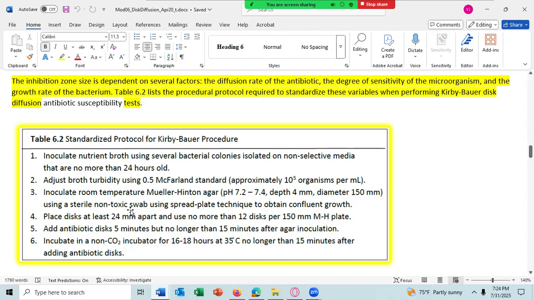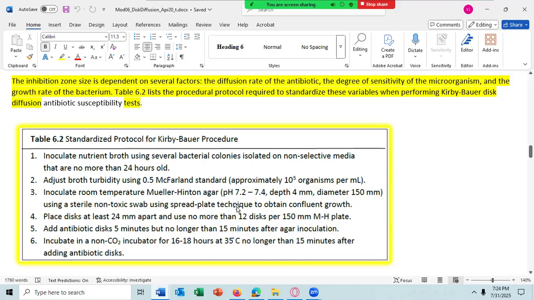You put the bacteria on the plate using a non-toxic swab, like a cotton swab. You plate the swab everywhere to get confluent growth of the bacteria on the plate. So we have this media at 0.5 McFarland standard units. Take the cotton swab and then swab the plate. Any question about any of that?